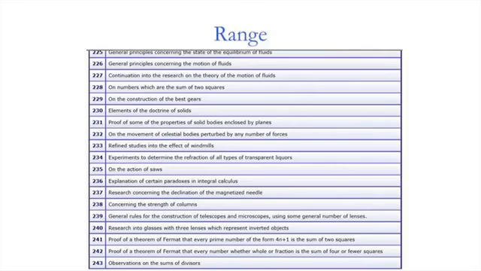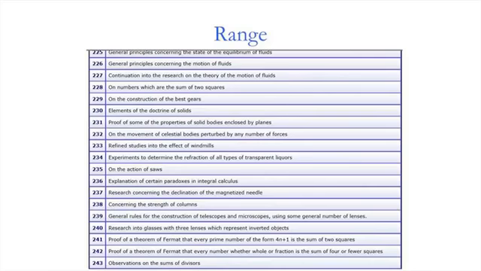And I was delighted when, as I say, my random snapshot included this topic, because this is the topic I spoke about last year when talking about surface topology, about Euler's formula for a polyhedron, connecting the number of edges, faces, and vertices. So it was lovely to see it come up, as it were, randomly here. Celestial mechanics, on the movement of celestial bodies perturbed by any number of forces. Refined study into the effects of windmills. Experiments to determine the refraction of all types of transparent liquors, so into optics. On the action of saws.